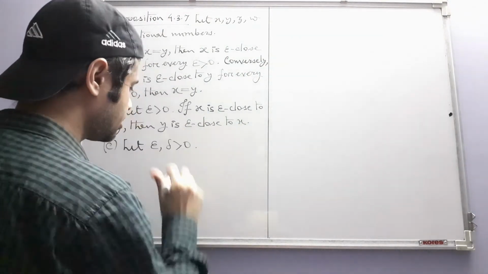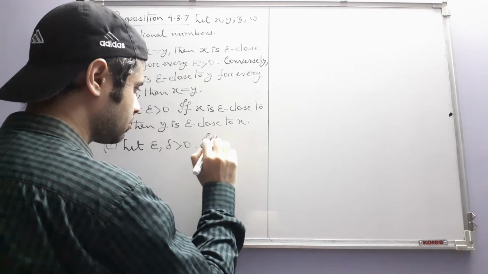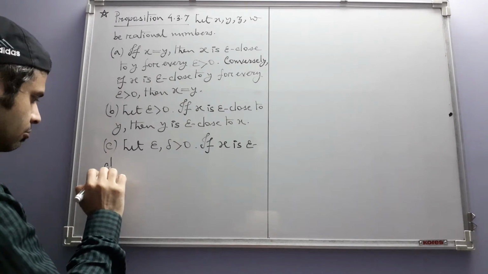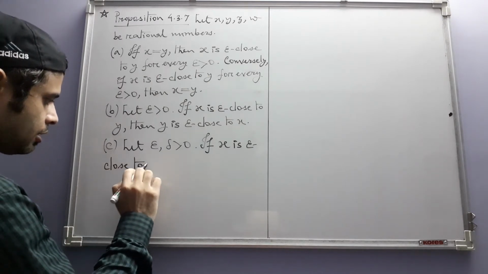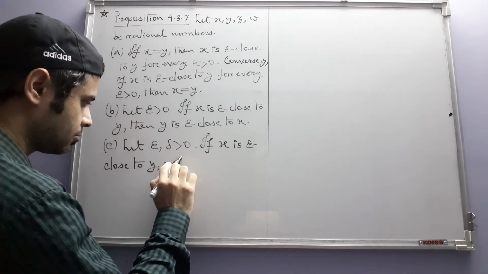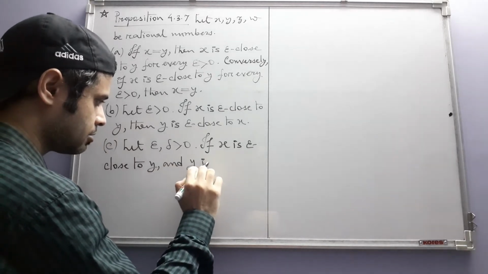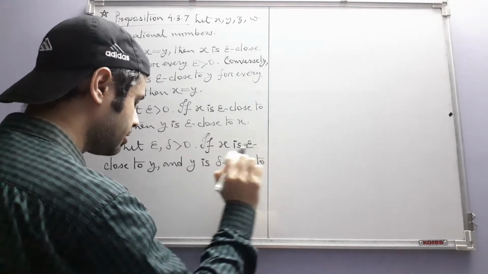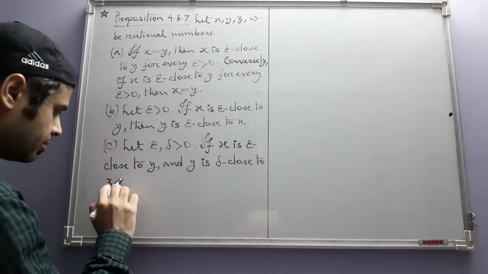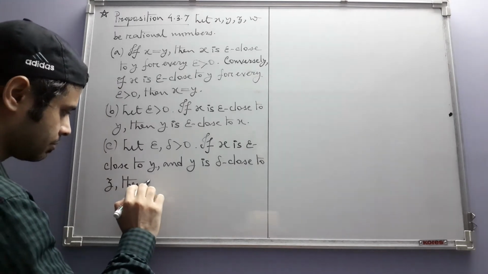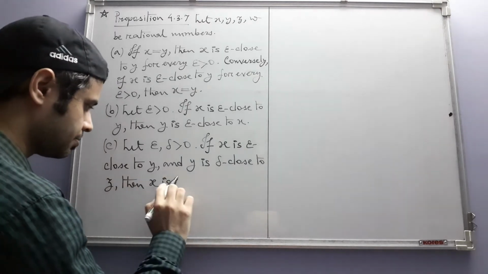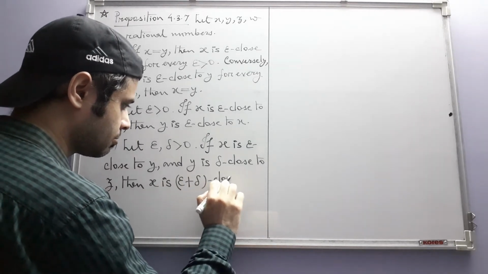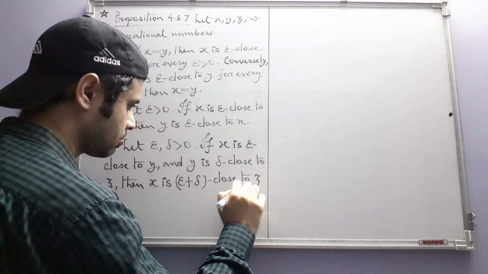Okay, here the assertion is this: if x is epsilon close to y and y is delta close to z, then x is epsilon plus delta close to z.